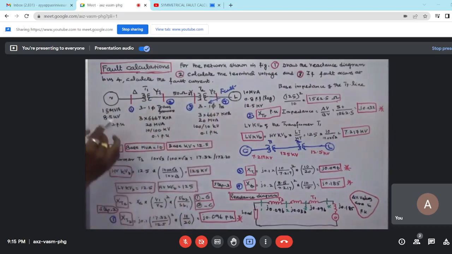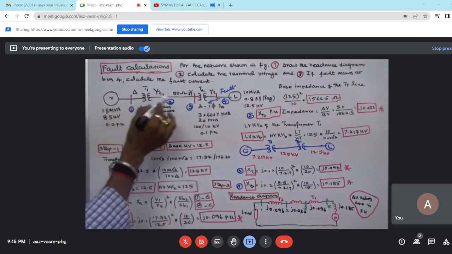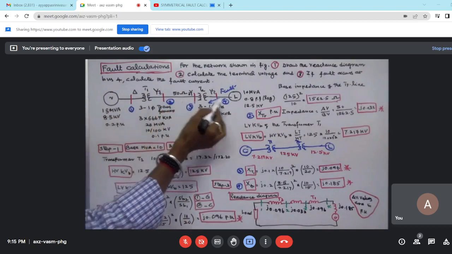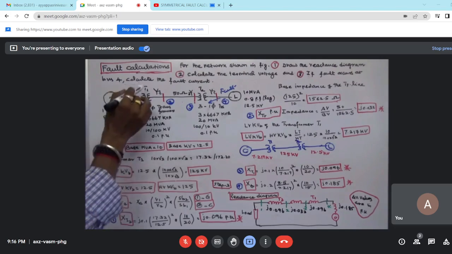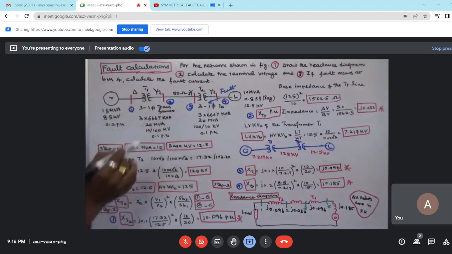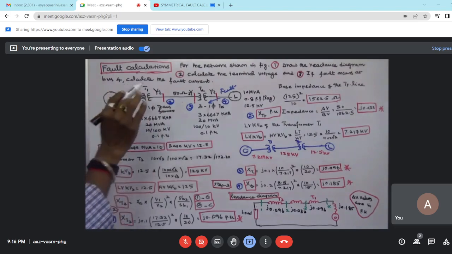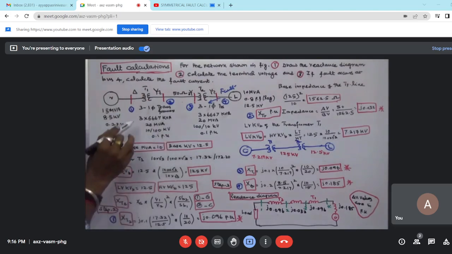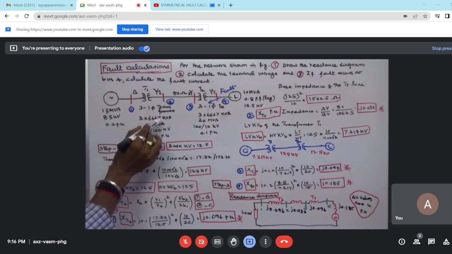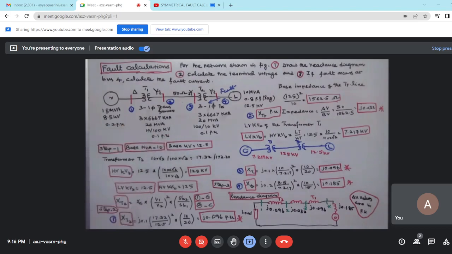This network consists of one generator, two transformers, one transmission line and one load. Generator rating is 15 MVA, 8.5 kV, subtransient reactance is 0.2 per unit. Transformer 1, 3 single phase transformers. Each transformer rating is 6667 kVA. 3 into 6667 kVA, that is equal to 20 MVA.